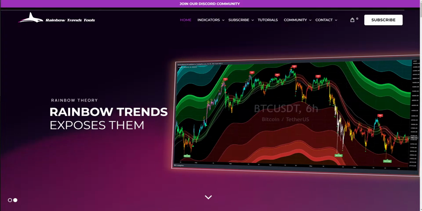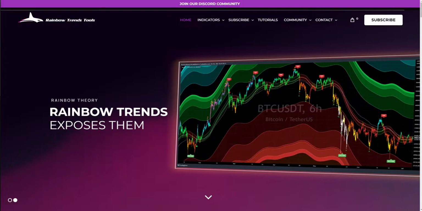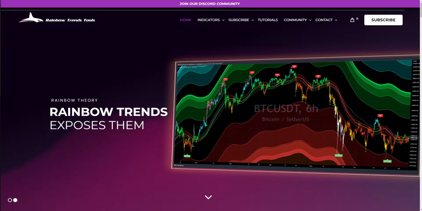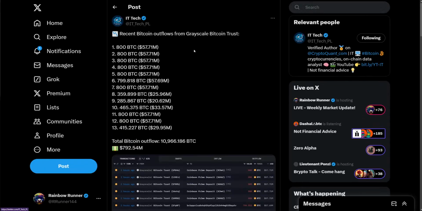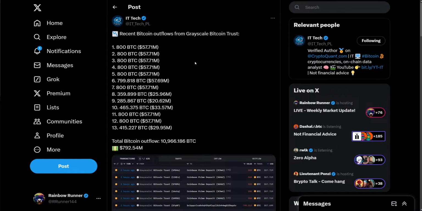What's happening is people have tracked down the Grayscale wallets, and they can watch what happens when Grayscale is depositing. So I hope you guys can see this. Yeah, it looks like it's good. What's up, Josh?